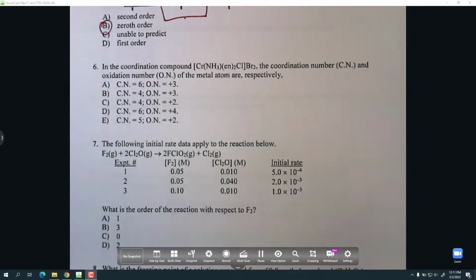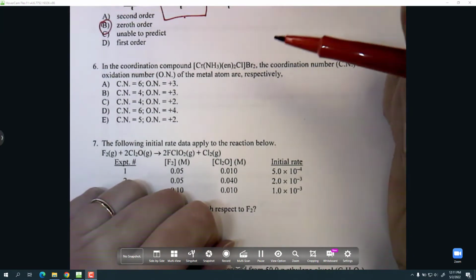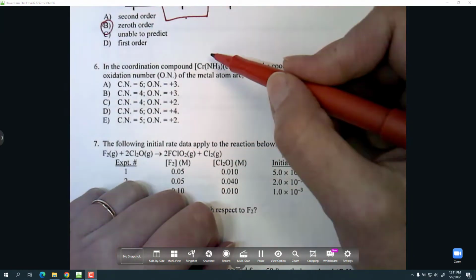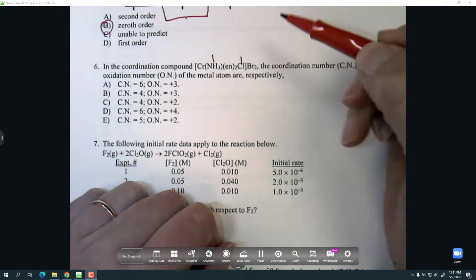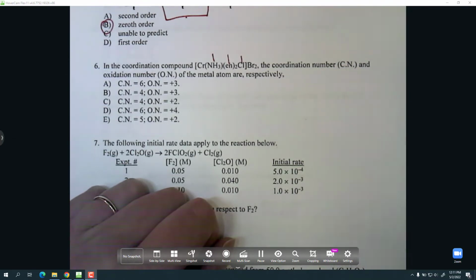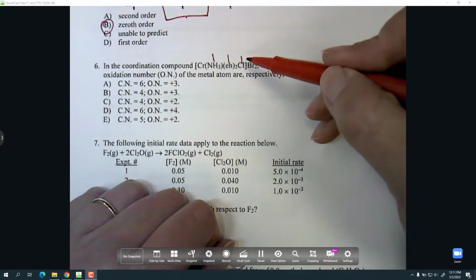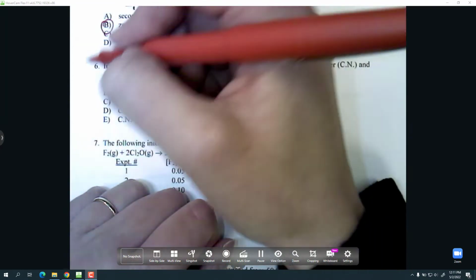All right, in the coordination compound, what are the coordination number and the oxidation number of the metal atom, respectively? Okay, so coordination number I can count just by looking. So I've got an ammonia, I've got a chlorine, and I've got 2 ethylene diamines. Remember that the ethylene diamines are attached twice. They're the ones that attach twice. So I've got 2, 4, 5, 6. So the coordination number is 6.